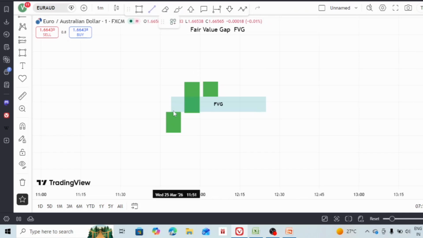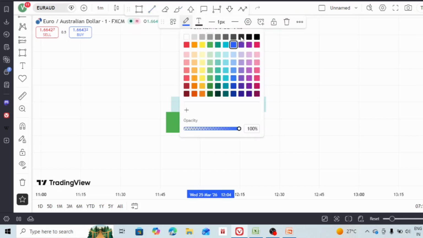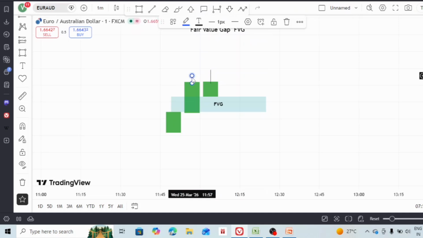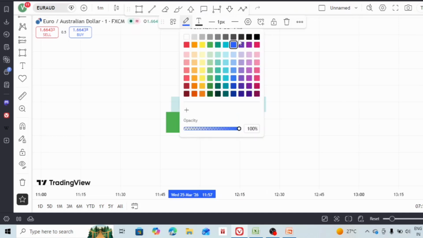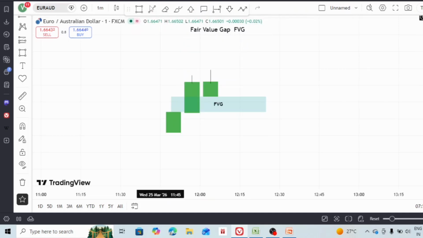Let me just give the wicks of the candles. It can be here, and then here. Let me turn this into black color so it's visible. Okay, so this is the fair value gap. Here it has been broken by the wick.